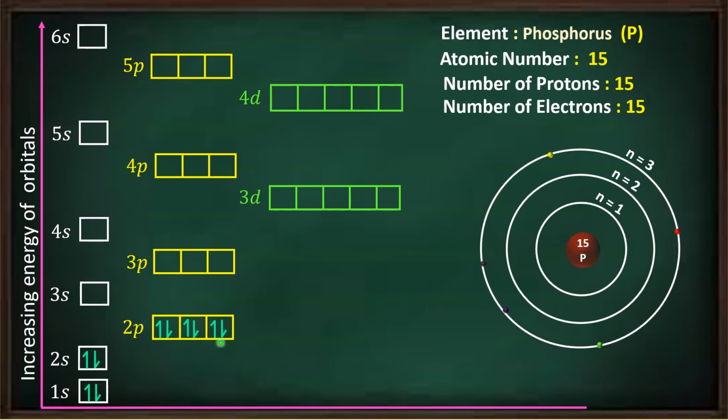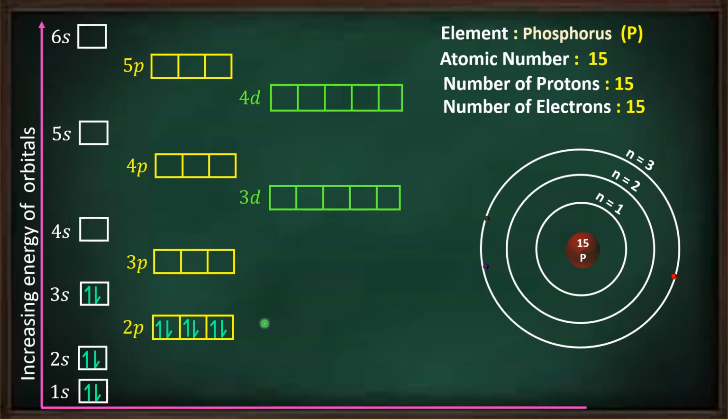Okay, so 10 electrons have been filled. Next, we still have 5 electrons to fill into the various orbitals, and once the 2p orbital is completely filled, electrons enter into the 3s orbital. So the 11th electron enters into 3s, and the 12th electron pairs up with the electron in 3s. Next, 12 electrons are over, isn't it? So the 3s orbital is completely filled.